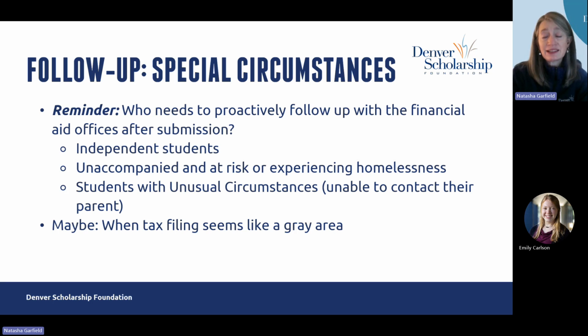And then it might be in the student's best interest to reach out to financial aid if there are some questions about tax filing. So we'll talk more about that in later sessions, but one example might be that if the parents are married or living together, but each filed head of household, that can be a situation where the college will often direct the family to refile. So the student may want to proactively reach out about that situation.